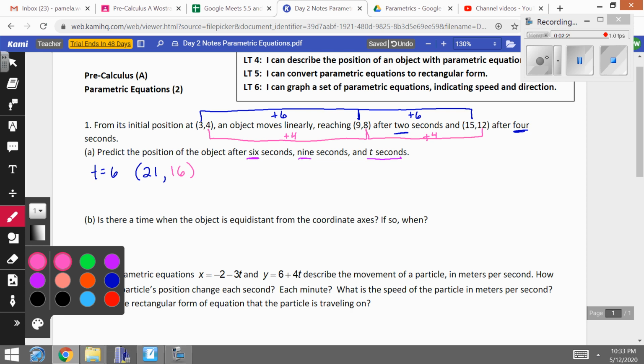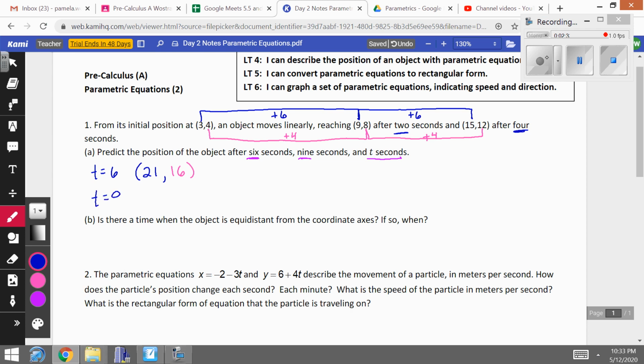Now 9 seconds, that one's maybe a little bit harder to think about here. Not impossible at all, but we just have to think a little bit carefully. So we could easily do 8 seconds, right? Now this is just one way to do it. If I were to do 8 seconds, we know it would be, again, just 2 seconds after the 6. So an additional 6 units to the right there, so that would be at 27, an additional 4 units up at 20. So we know that at t equals 8, it would be that.